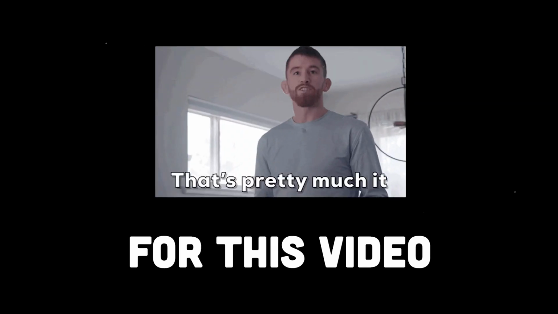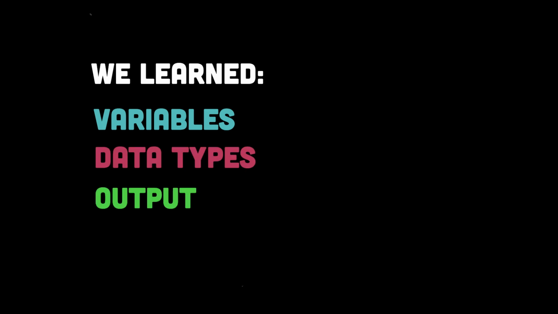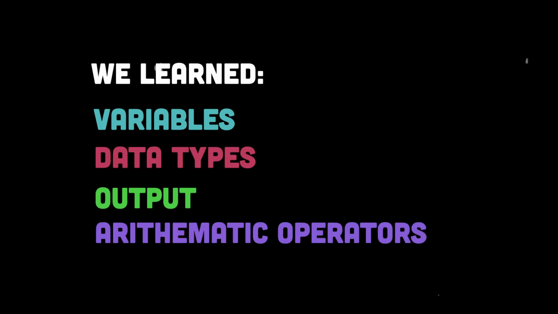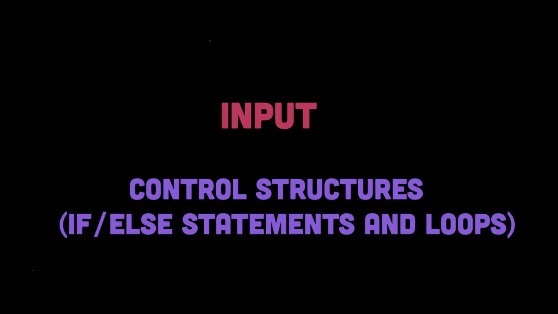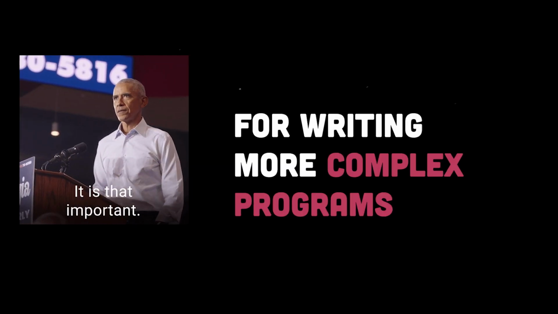And that's it for this video. In this video, we learned about variables, data types, output functions, and arithmetic operators in C programming. In the next video, we'll explore taking input from the user and control structures such as if, else statements, and loops, which are essential for writing more complex programs.